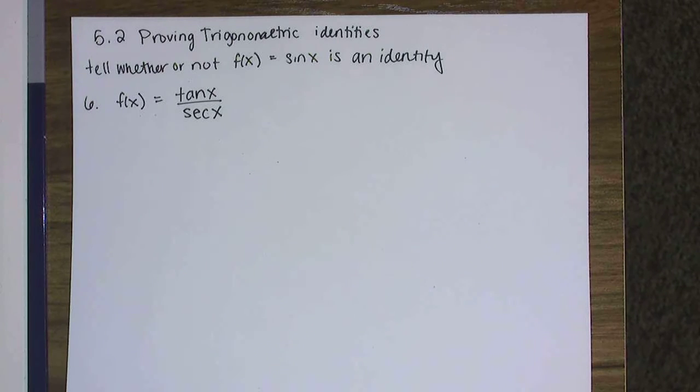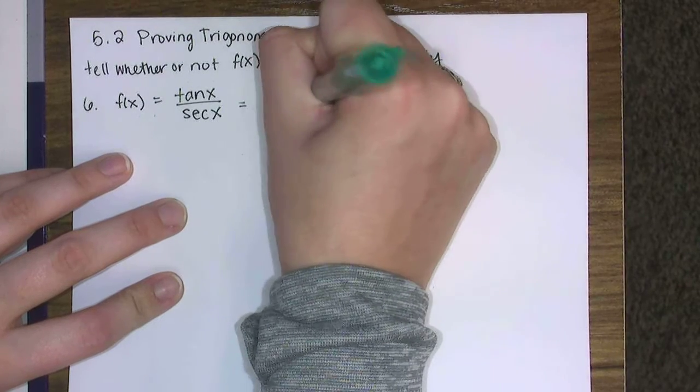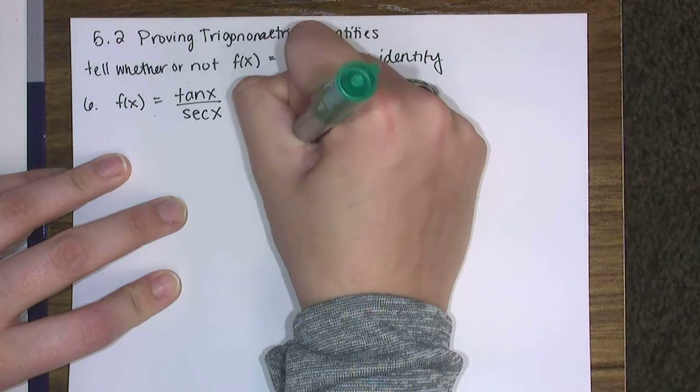So now, let's think through what I need to do to simplify this down, because essentially all we're doing is simplifying. We're showing that it's equal to sine of x or that it's not equal to sine of x. So how could I simplify this? Well, I know I have a fraction, so I'm going to split it up into more fractions, because I know that tangent is sine over cosine, and I know that secant is 1 over cosine. So I'm going to rewrite it that way. So this becomes sine of x over cosine of x all over 1 over the cosine of x.